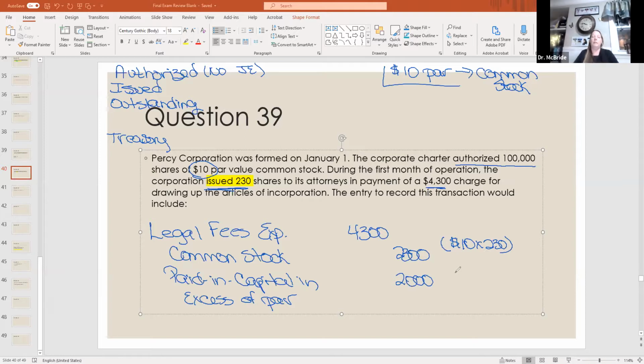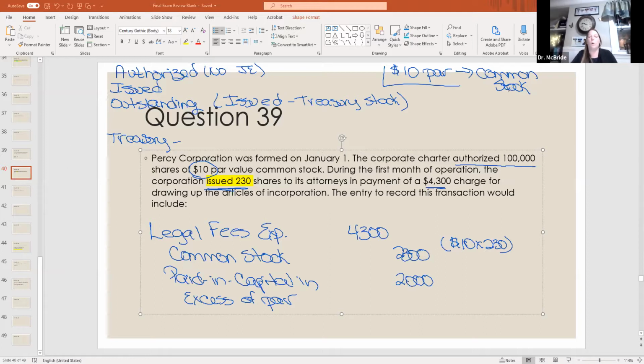Authorized is the number of shares the board of directors says you can sell. Issued means that you've sold them. Outstanding means that they're still being held by a shareholder. And treasury stock is stock that the company has repurchased. So outstanding shares are the shares that were issued minus any treasury stock that was repurchased. They stay issued, unless the company cancels them. So that's authorized, issued, outstanding, and treasury stock.